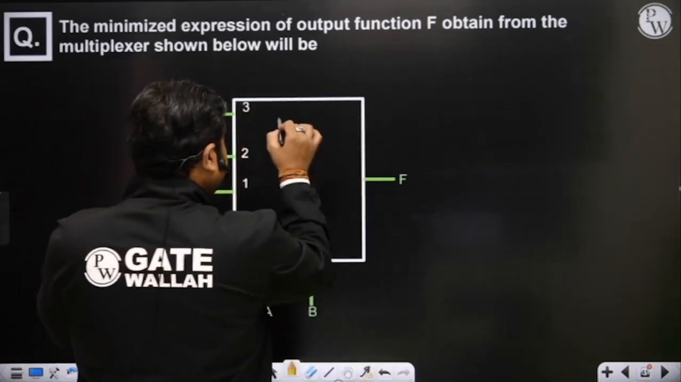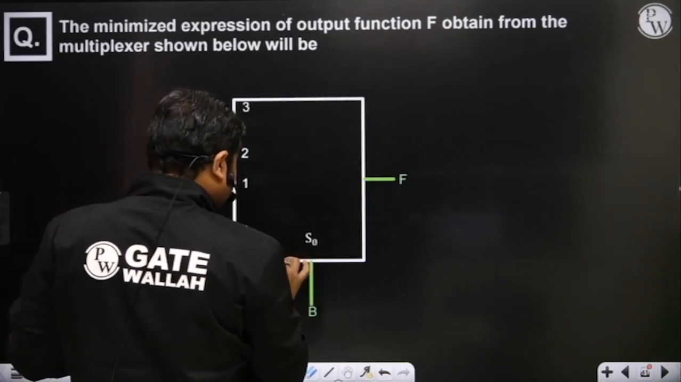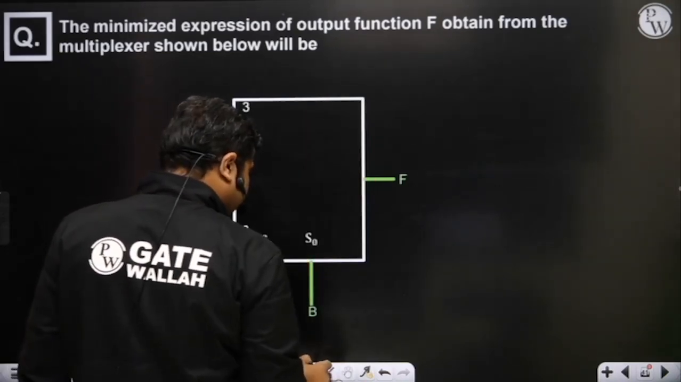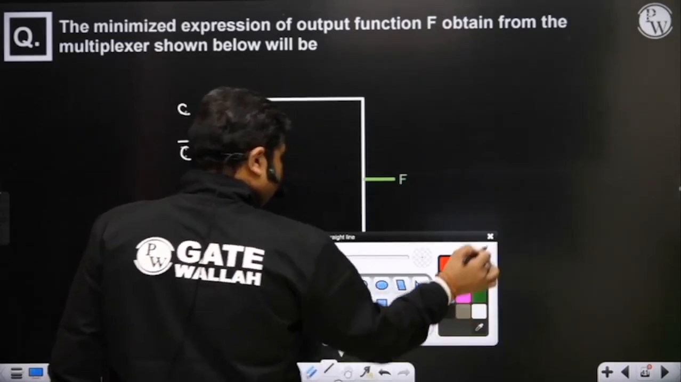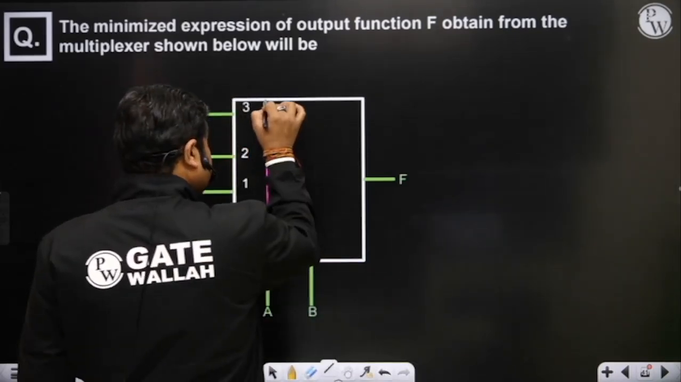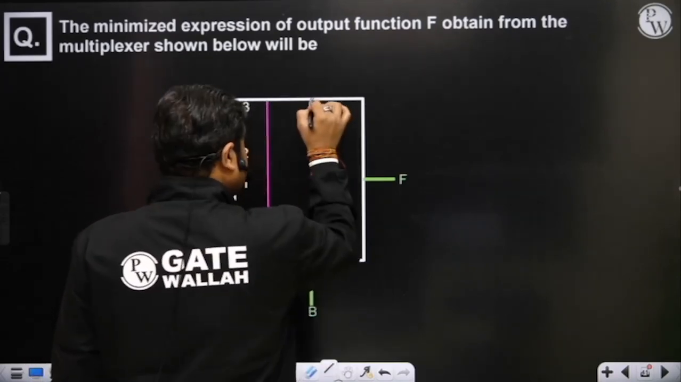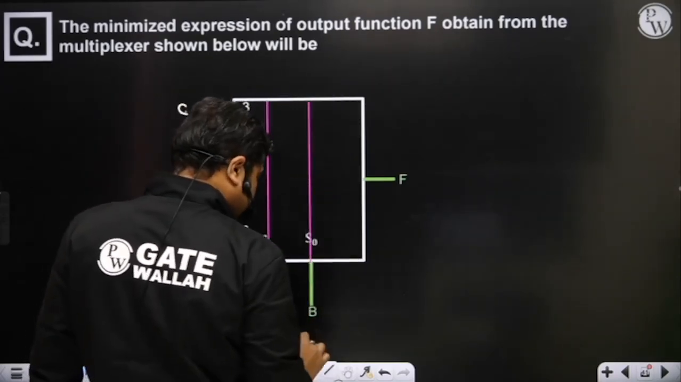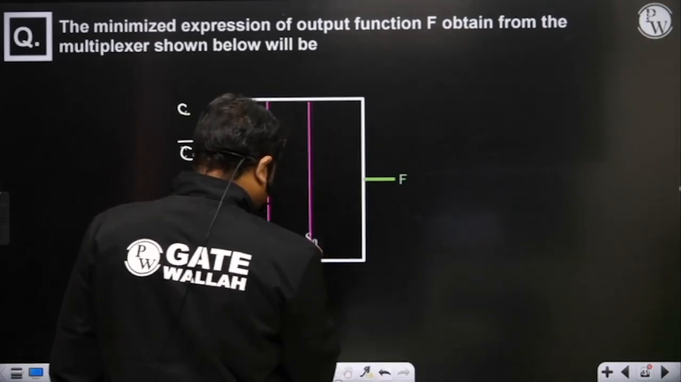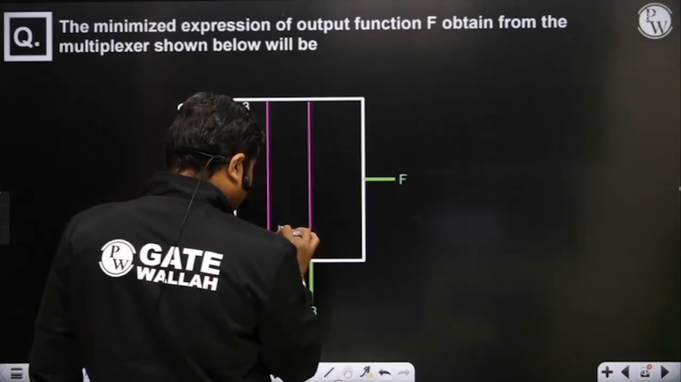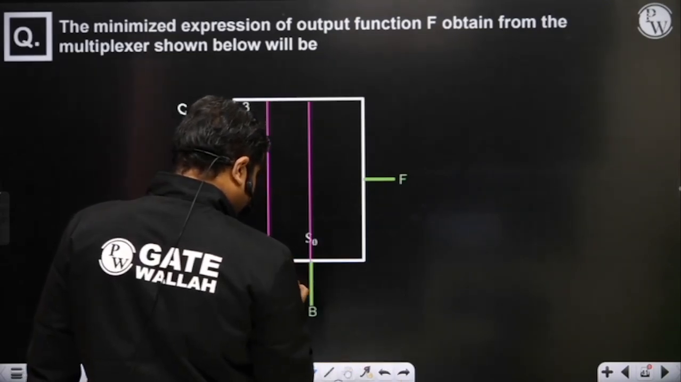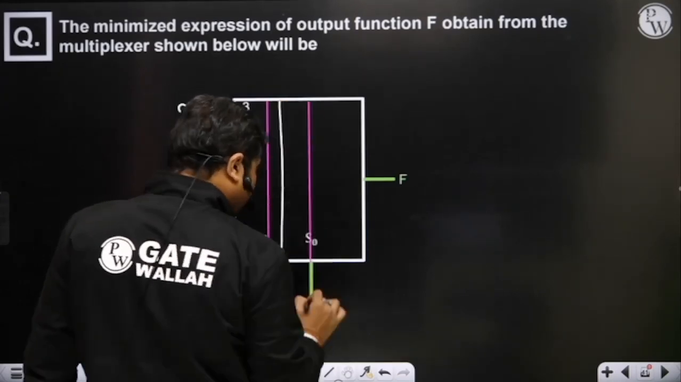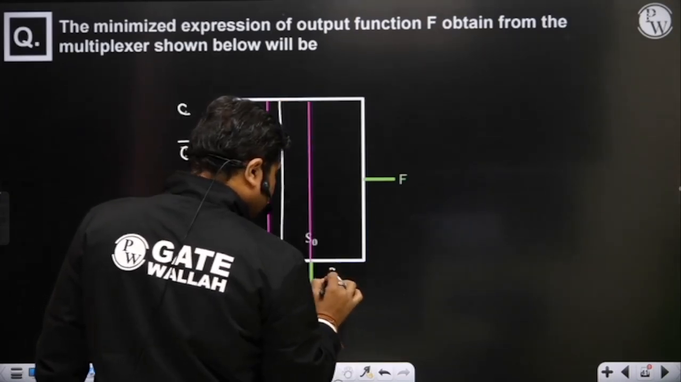Actually, you can now observe the internal circuitry. How will the internal circuitry be? Sir, we have S1 and S1 bar. So let me represent the internal circuitry here. This will be your S1, and this will be your S1 complement, and S0 complement.